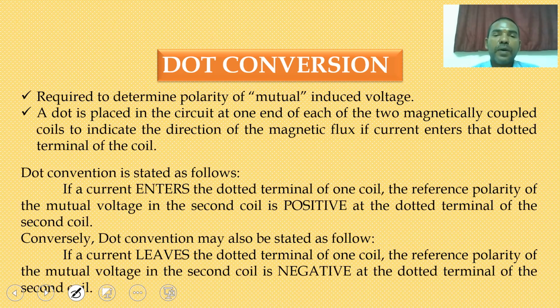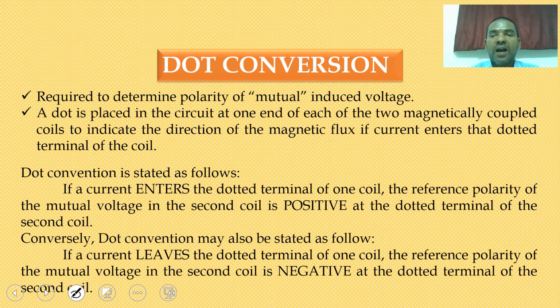The current flowing through the first coil, so you have to take it as a dot at the starting terminal of the coil, and you have to measure the voltage. So that voltage must be positive. So entering current with respect to the dot is there. The induced EMF generated in the secondary coil must be a positive voltage.